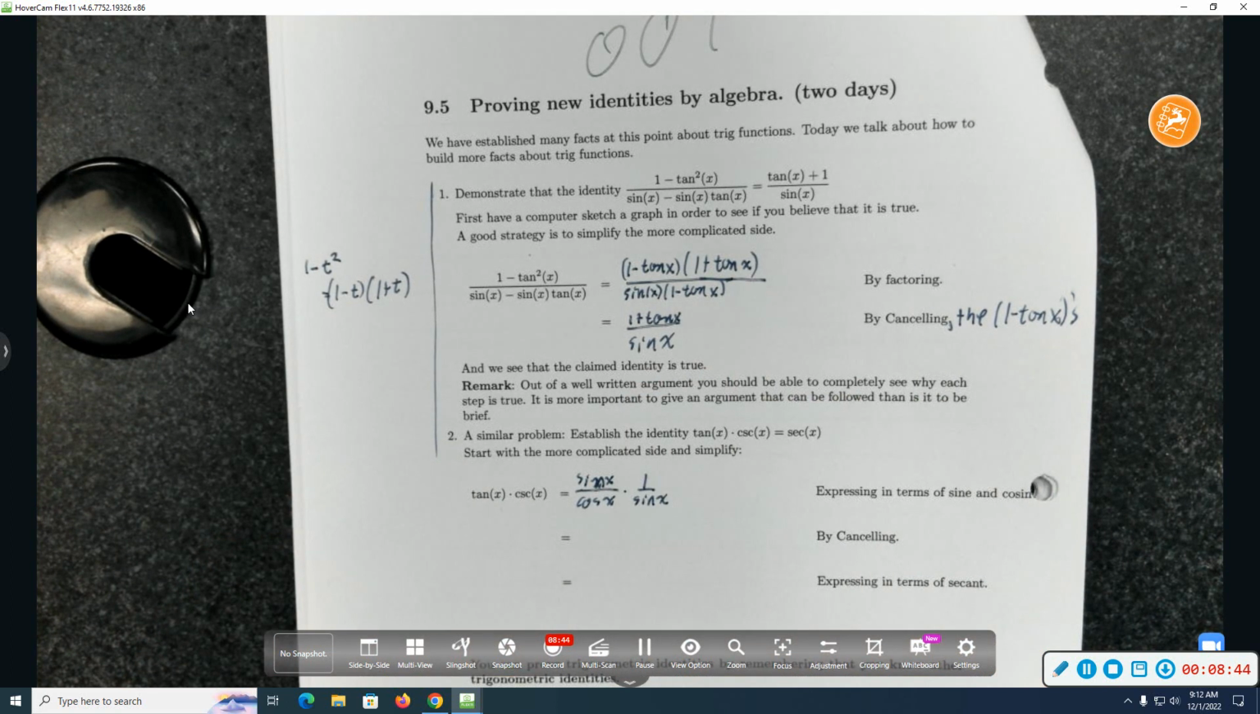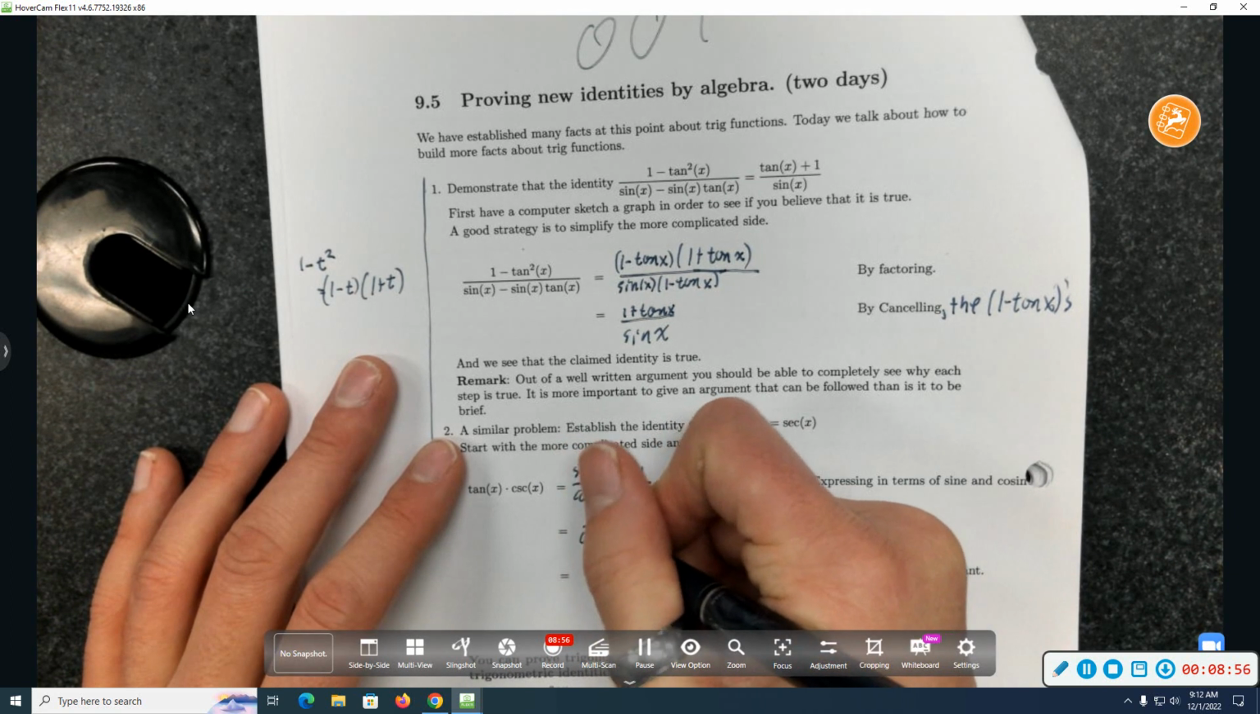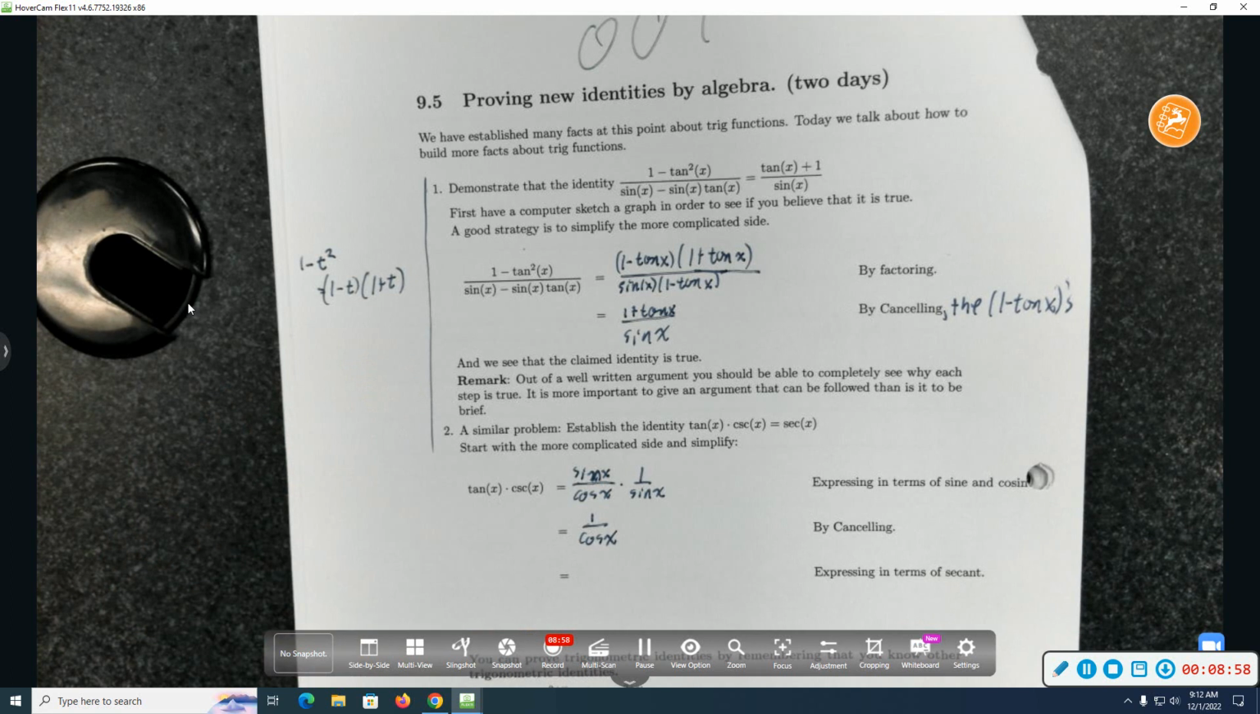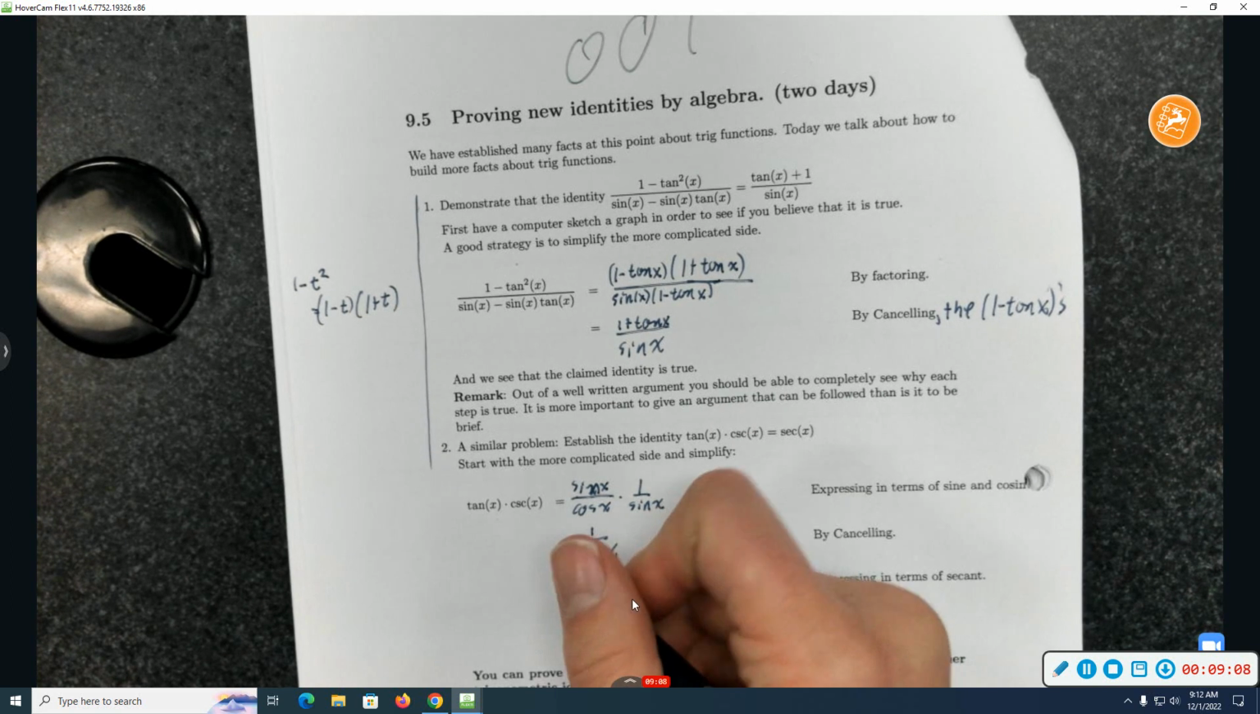So apparently there's something that should cancel. What cancels? There's a sine of x in the numerator and in the denominator. Everything's multiplied, so they cancel. All right, so you wind up with just 1 over cosine of x. And what is 1 over cosine x? Secant. Nice. So both of those were fairly straightforward proofs to go through.